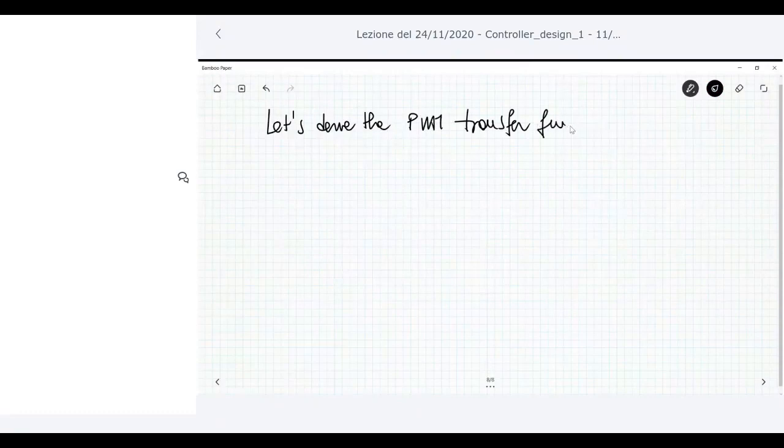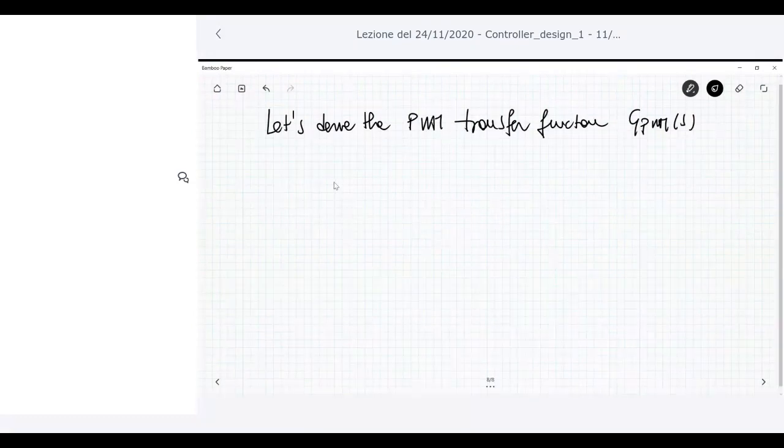Transfer function, which is GPWM of S. In order to describe this transfer function, we have to understand in which way this pulse width modulator is made. Okay, so how it is constructed.